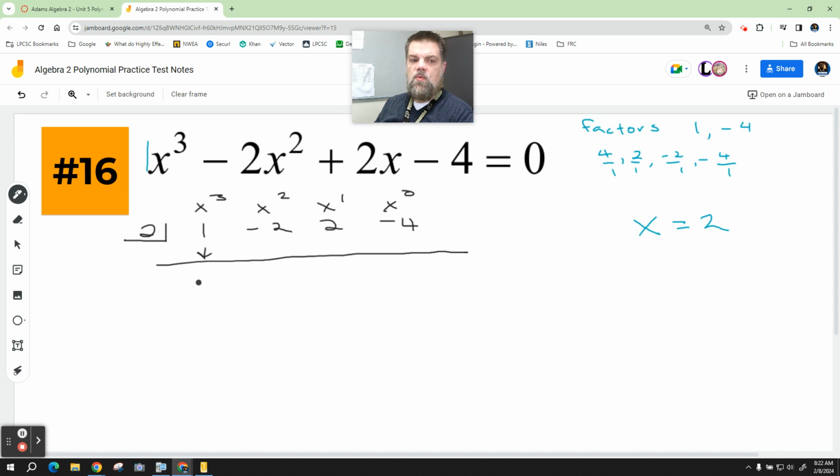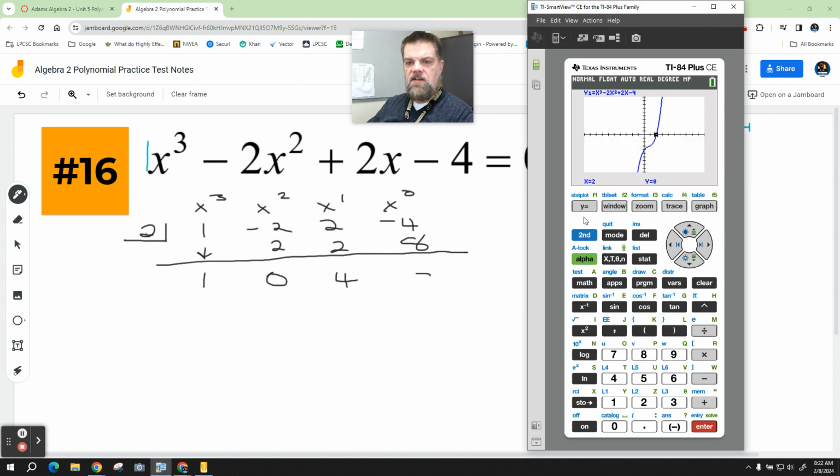When I drop down the 1, I get 1. 2 times 1 is a positive 2. What's 2 minus 2? 0. Multiply 2 times 0, I get another 2. 2 plus 2 is 4. Okay. 2 times 4 is 8. I have a remainder of, what? That's not right. Did I enter that in the calculator right?